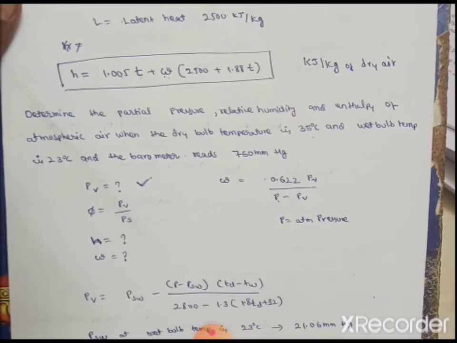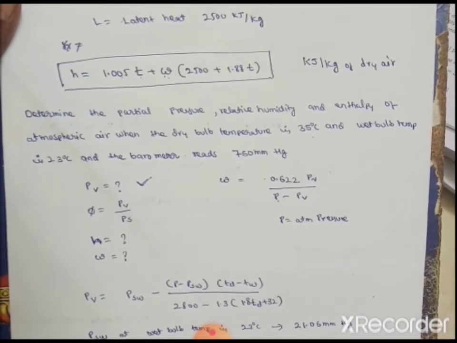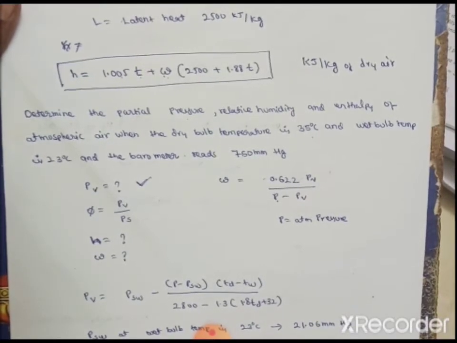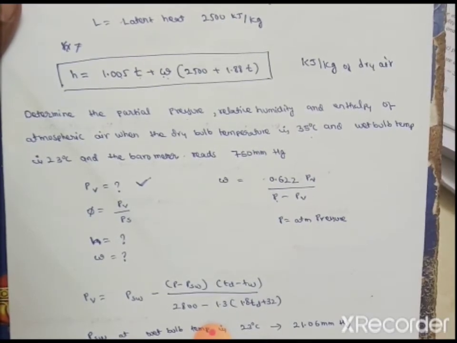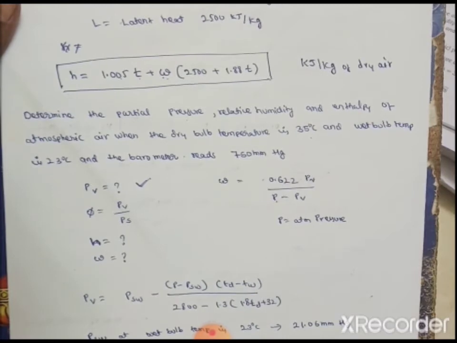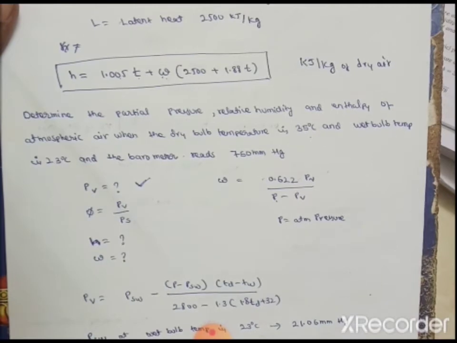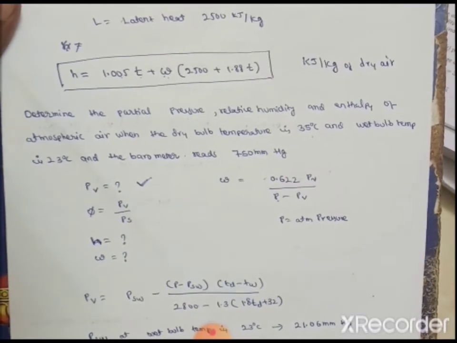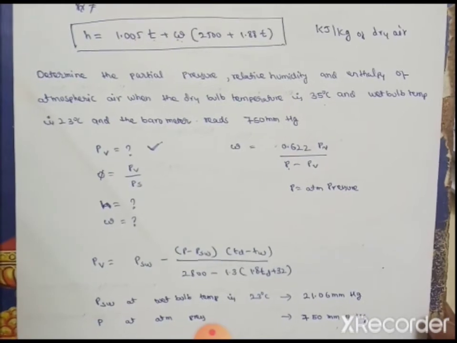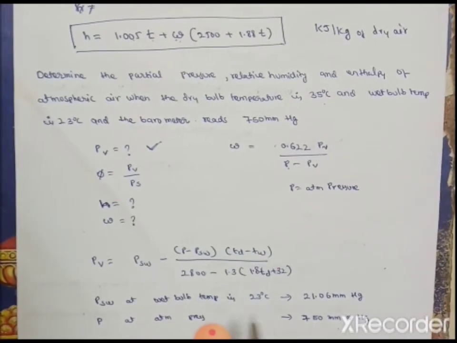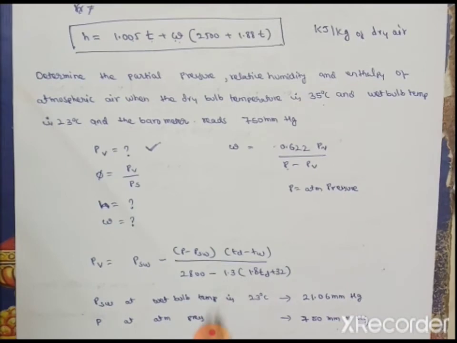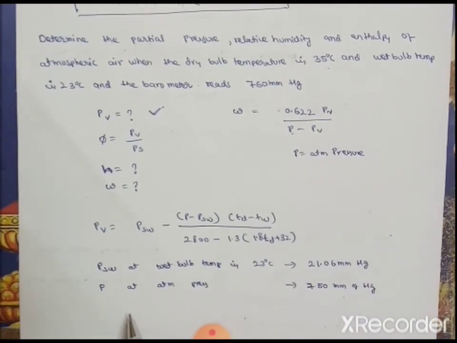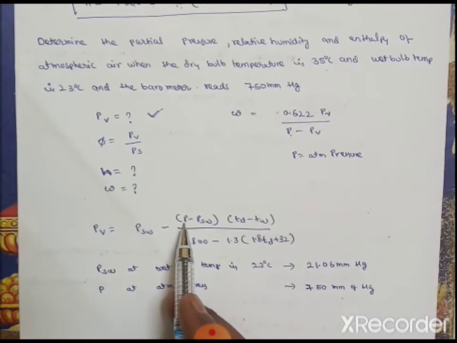P is the atmospheric pressure, which is given in terms of mm of Hg as 750 mm of Hg. What is the next unknown value in this equation? There is nothing unknown here. So this is the atmospheric pressure.